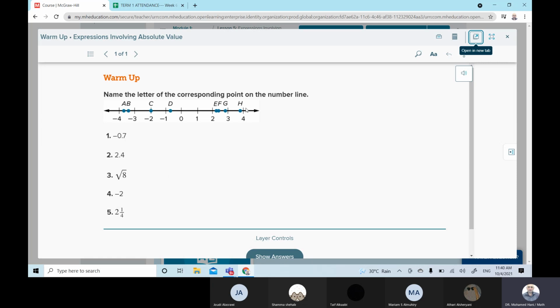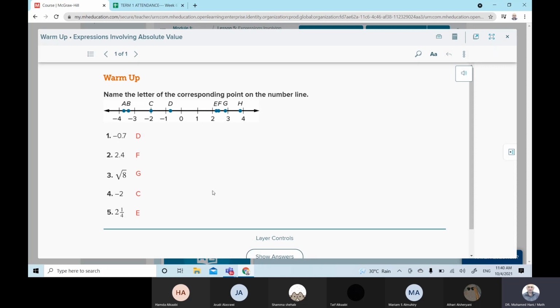Root 8. Who can tell me what is the suitable letter here? H. H. What is your name? Maryam. Maryam. Okay, thank you, Maryam. Minus 2. C. C. And 2 and 1 over 4. A. E. Okay, great for all.